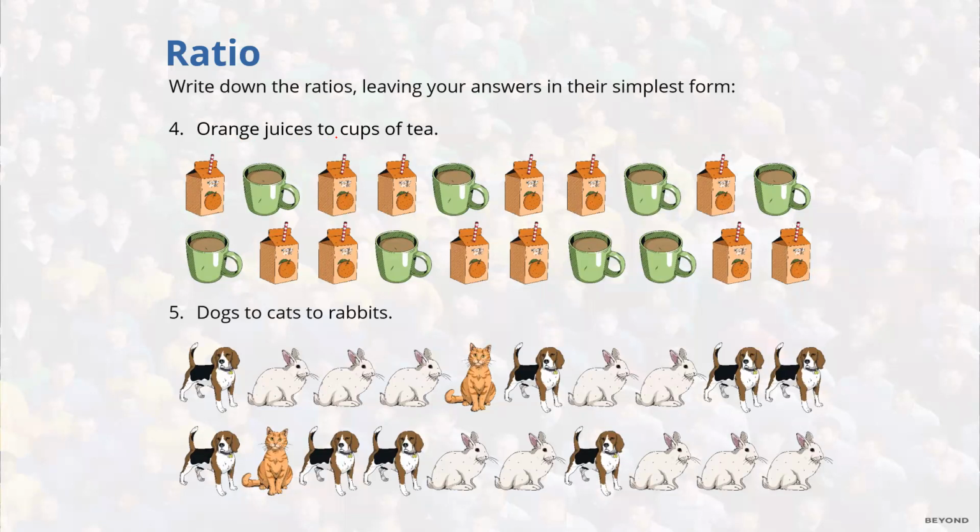You have to count all the orange juice first. Count all the orange juice and count all the cups. All right, so how many orange juices do we have? We have 12. 12? Yes, sir. So let's count. 1, 2, 3, 4, 5, 6, 7, 8, 9, 10, 11, 12. Very good. So we have 12 orange juice.